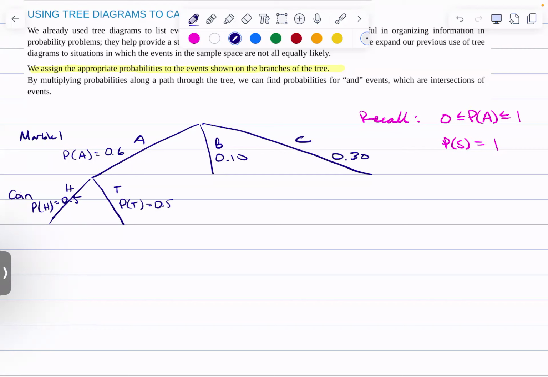It's like those math problems, right? You have 215 watermelons, that kind of thing. We're drawing a marble and we're flipping a coin.